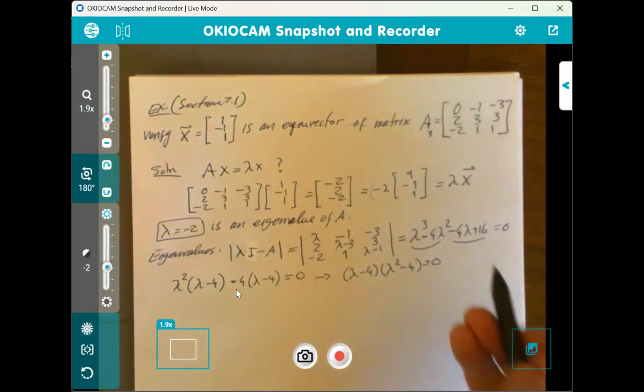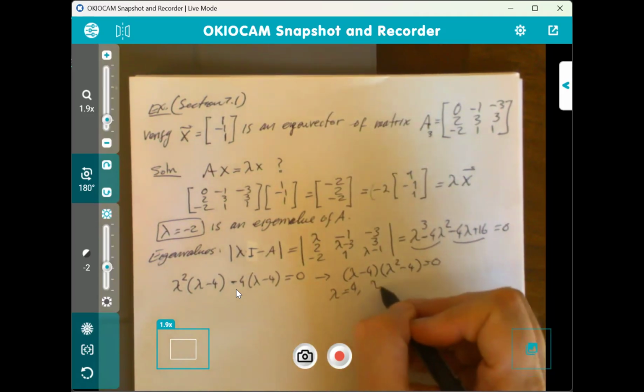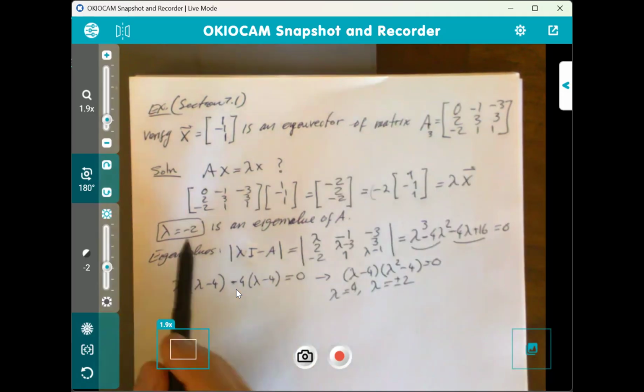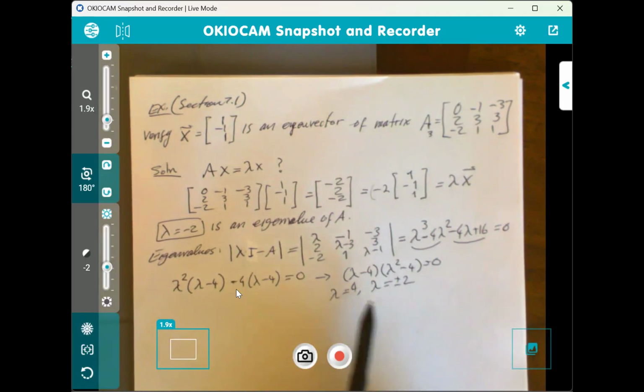And by the zero factor principle, we get lambda is 4. And for the other factor, lambda is going to be plus or minus 2. You see one of those eigenvalues we found, directly from this equation. And there are 2 others. Those are the eigenvalues, and later on I'll show you, these will result in 2 more eigenvectors that we can find.